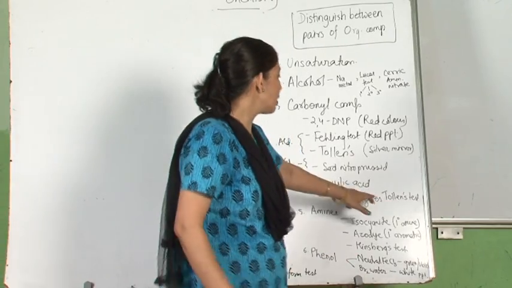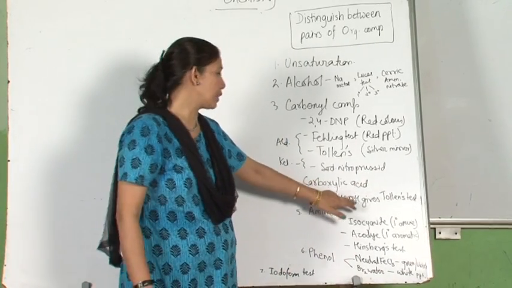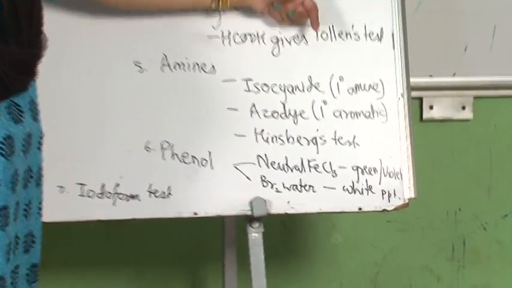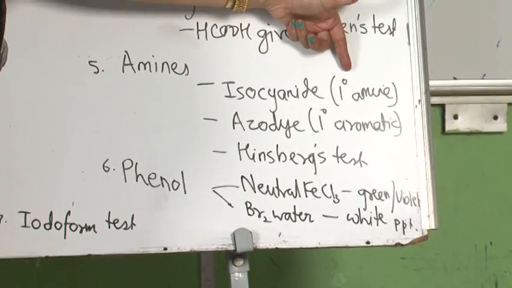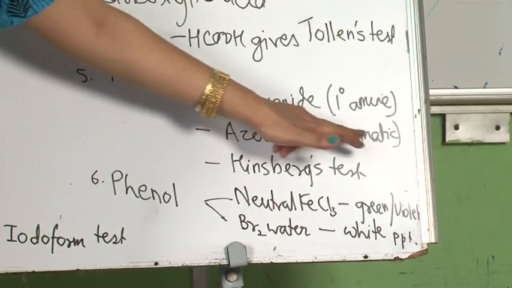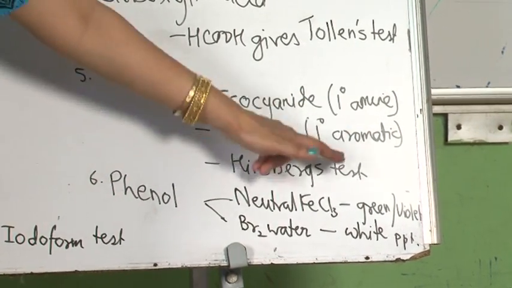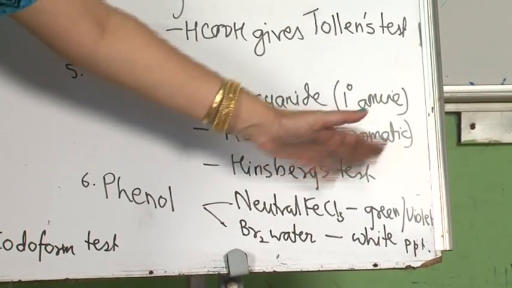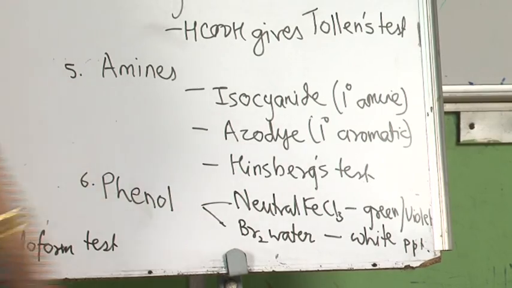Then the Tollens' test will help you to distinguish formic acid and acetic acid. Amines, isocyanide test you have already studied, which is only given by the primary amines. Azo dye test, which is only given by the primary aromatic amines. Hinsberg's test, there are 3 different tests for primary, secondary and tertiary. The tertiary amines do not respond to Hinsberg's reagent.